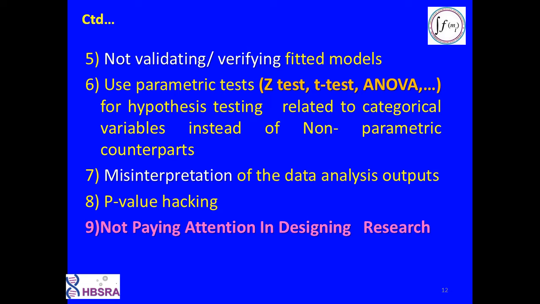P-value hacking is like, let's say for example, you are going to introduce a new medicine. So you want to show that it is significant. So when your result is not significant, say at 5% level, you change the data set. Or you put it to 10% significance level. So that kind of thing is p-value hacking.